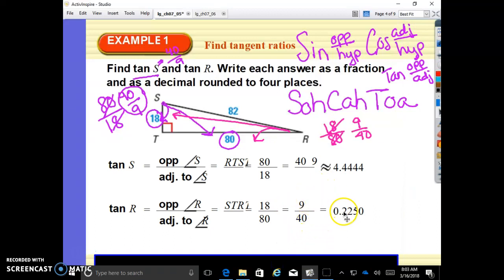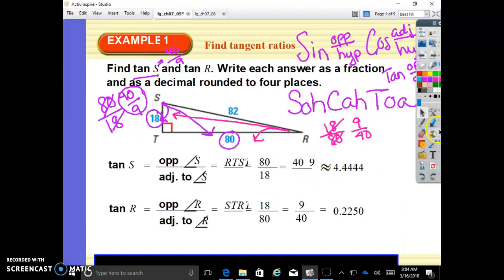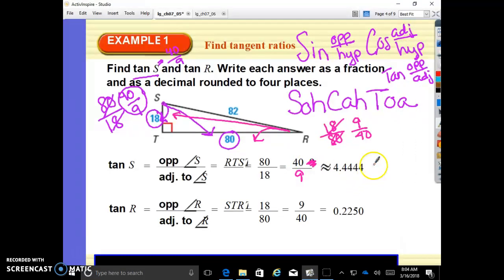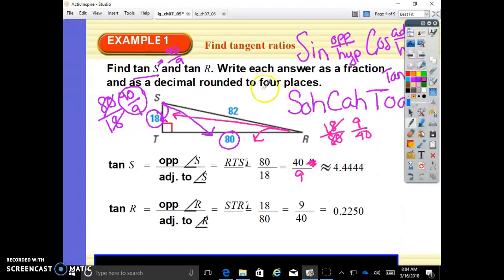9 over 40 as a decimal is 0.225. And for tan S, when we did our 80 divided by 18, or 40 divided by 9, somehow that got messed up there. I'll have to fix that later. 40 over 9 reduces to 4.4 repeating. And they want you to round to 4 decimal places, so that's what they did.